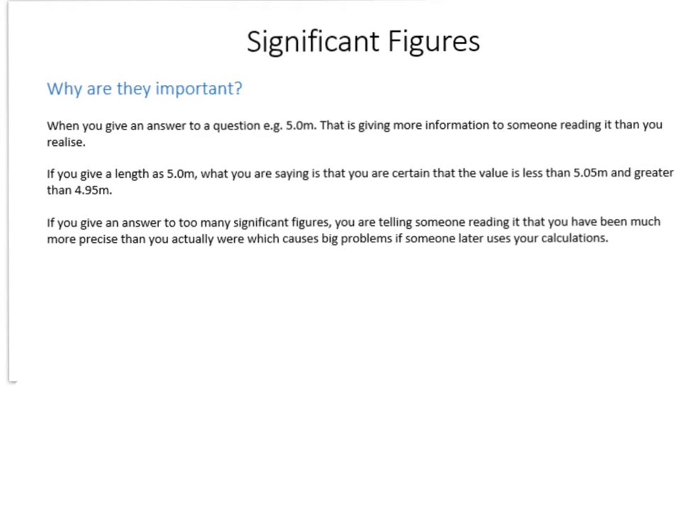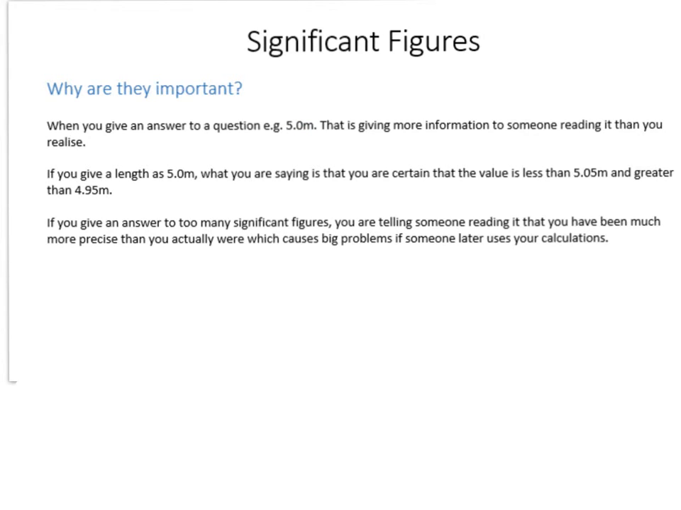So we've done a question, we've done lots of calculations, maybe we're using velocity and time, and we've got the answer 5.0 meters. So when you give 5.0 meters, you're not just giving an answer, you're also telling someone reading it about the calculation that you've done. What you're actually saying is that you are confident that your value is correct, and it's between 5.05 and 4.95, because any number between these two numbers would get rounded to 5.0. So that's what you're saying by giving your answer to that many significant figures.